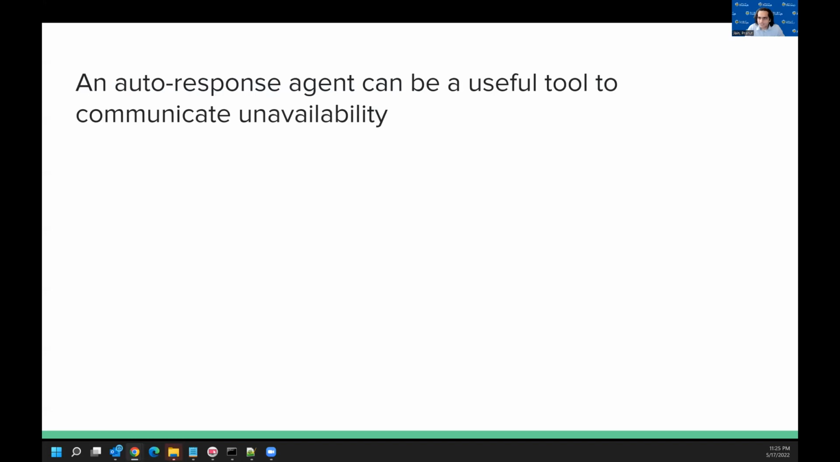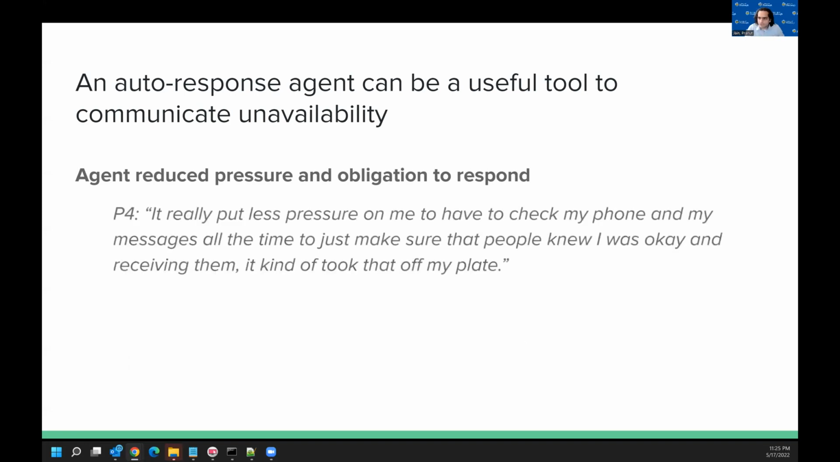Next, I'm going to present some highlights from our findings. For more detailed findings, please check out the paper. The agent and auto-responses were generally perceived useful by most of our participants. Some benefits that were brought up included reduced pressure and obligation to respond, as seen from this quote from P4.